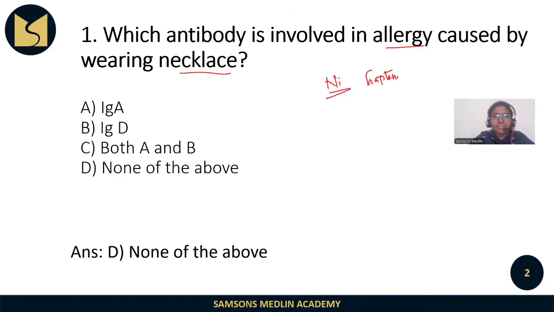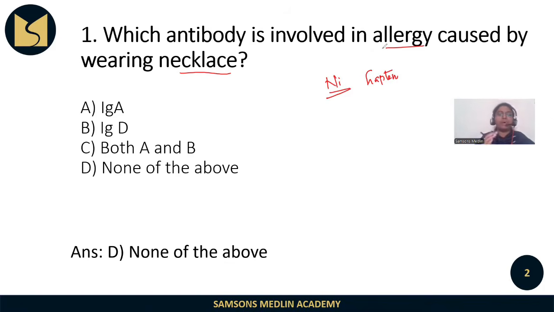Do you know what a hapten is? Haptens are small molecular weight compounds. They're not able to induce any immunological reactions. But when they combine with certain proteins in our body, they act as antigens to trigger the immunological reactions. So the presence of nickel is actually responsible for causing the allergy.